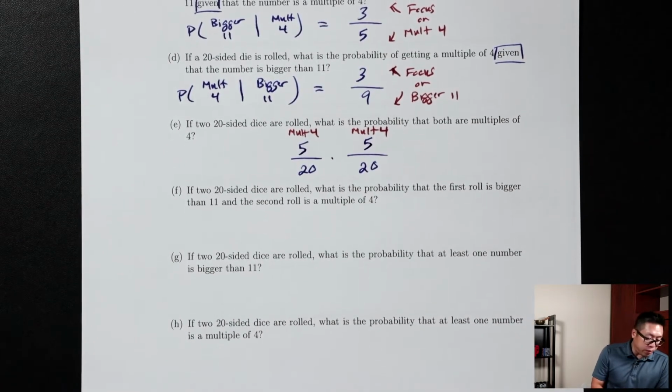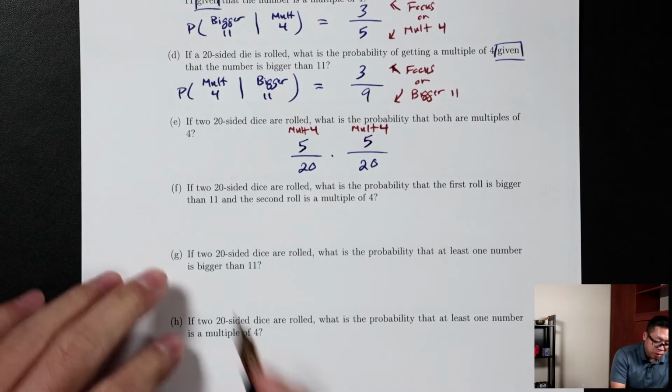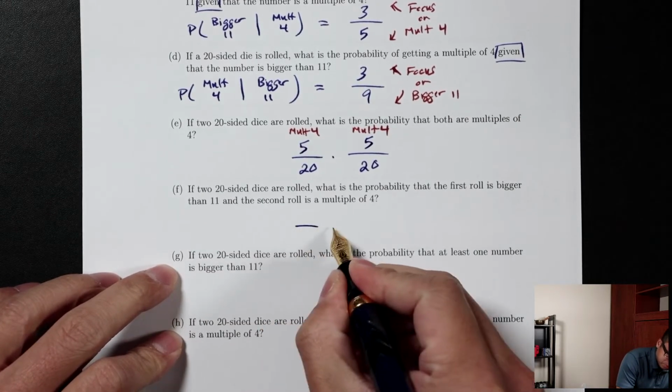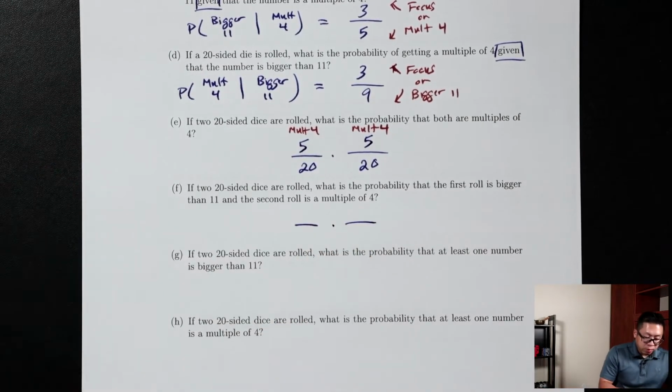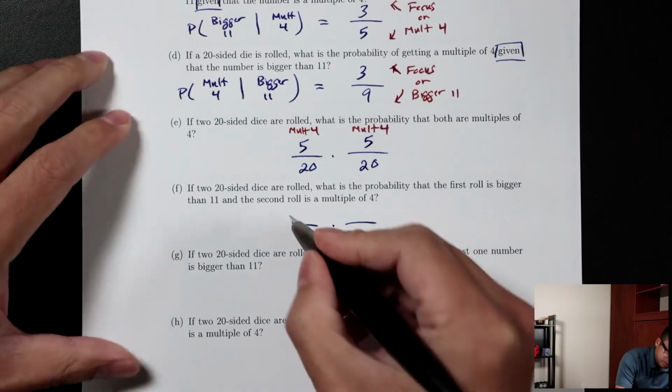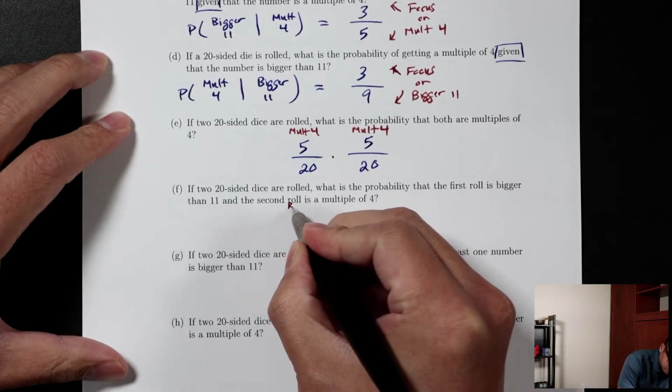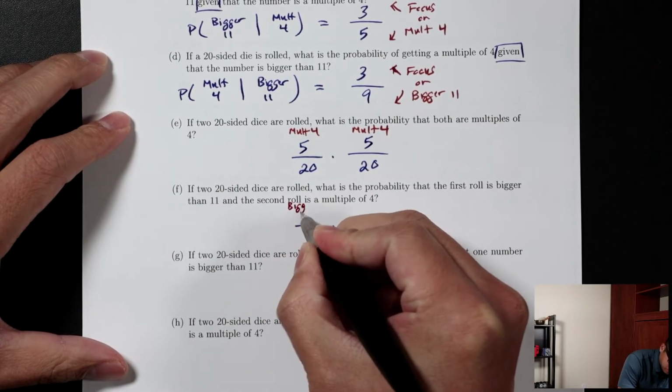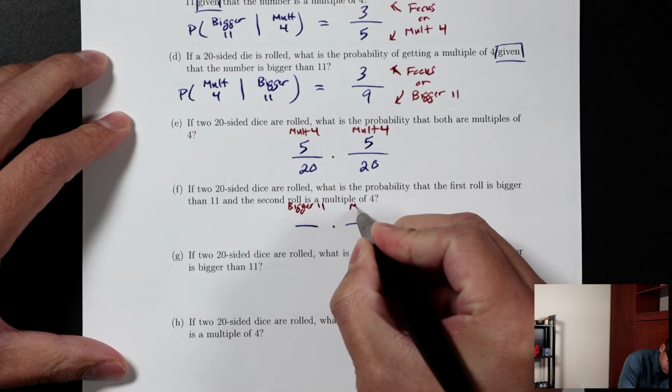For F, if two 20-sided dice are rolled, what's the probability that the first roll is bigger than 11 and the second roll is a multiple of 4? Once again, 2 dice. First one, I want to be bigger than 11. And the second one, multiple of 4.